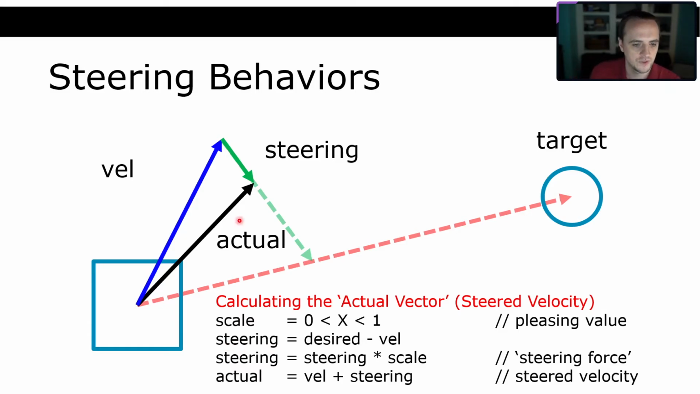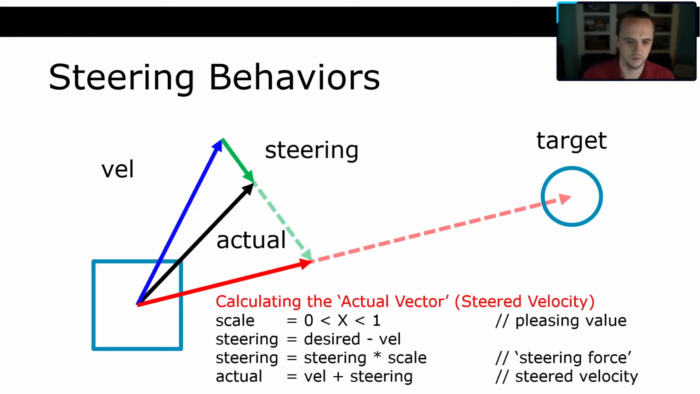So steering, this is the dashed green line, is going to be desired, which was the red line, which I don't have anymore. Let me see if I can bring that back. There we go. So steering is going to be desired minus vel. So the red one minus the blue one gives us the dashed green line. Then we take that dashed green line and multiply it by the scale factor, which is between 0 and 1. And then once we have this smaller green vector, we're just going to add it to velocity. So then actual equals velocity plus steering.